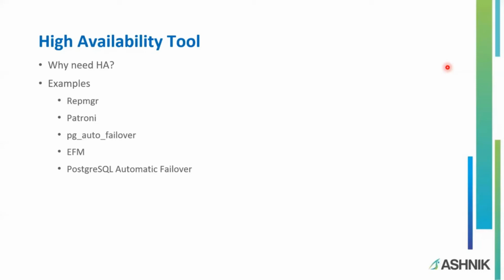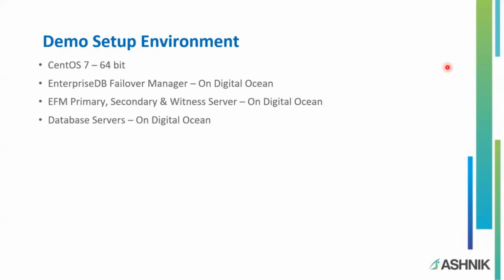So now I'm going to show you the demonstration for EFM setup on two kinds of infrastructures. Number one, where a virtual IP is not possible to get on popular cloud vendors like AWS, Azure, and Google Cloud. Number two, where a virtual IP is possible to get on a cloud vendor like DigitalOcean. Throughout this demonstration, all my database servers and EFM services are completely running on DigitalOcean, and I'm going to use CentOS 7 as my operating system.